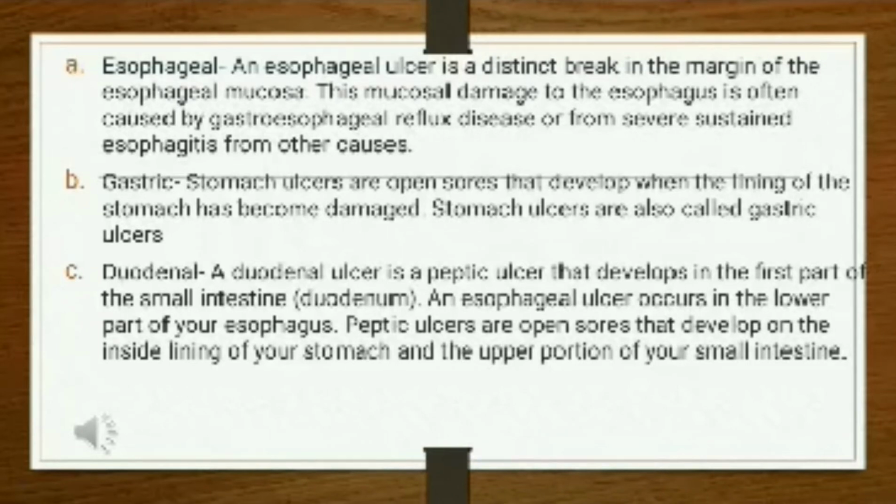Esophageal ulcer. An esophageal ulcer is a distinct break in the margin of the esophageal mucosa. This mucosal damage to the esophagus is often caused by gastroesophageal reflux disease or from severe sustained esophagitis from other causes. Gastric ulcers or stomach ulcers are open sores that develop when the lining of the stomach has become damaged. Duodenal ulcer. A duodenal ulcer is a peptic ulcer that develops in the first part of the small intestine.